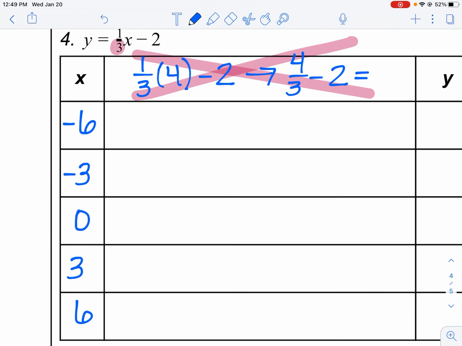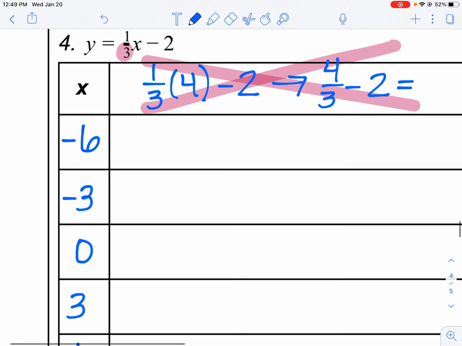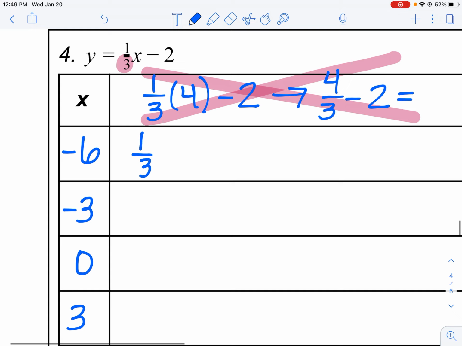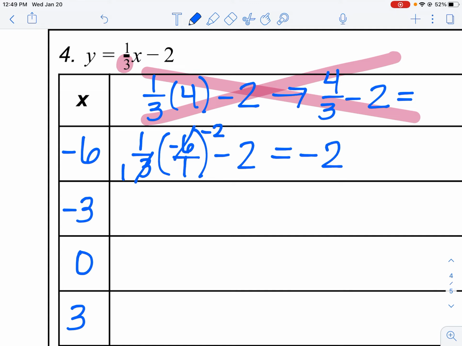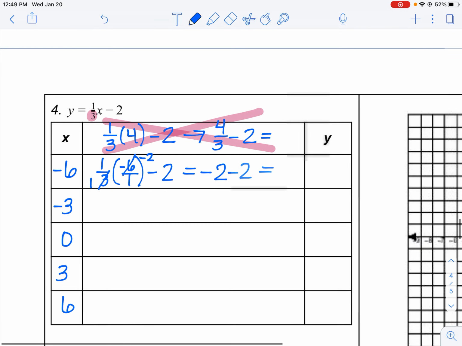So how did I automatically know to pick that? Well, I know my fact families. I know that 3 has multiples of 3, 6, 9, 12. So when I go ahead and say times -6/1 minus 2, you can see the 3 is going to become a 1 and the 6 is going to become a -2. And when I have everything else as a 1, I get -2 minus 2 is equal to -4. And now I have a coordinate pair with a nice whole number.